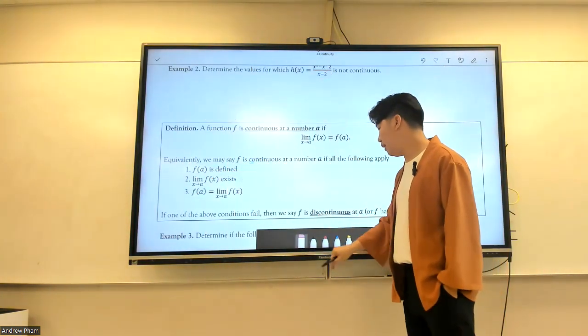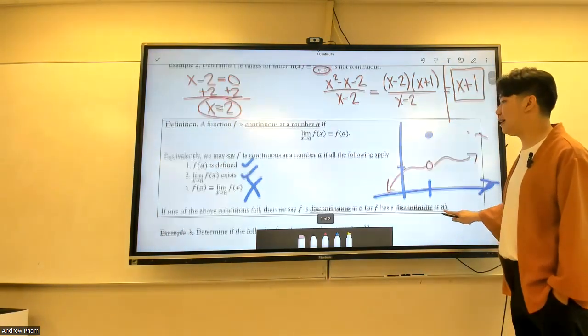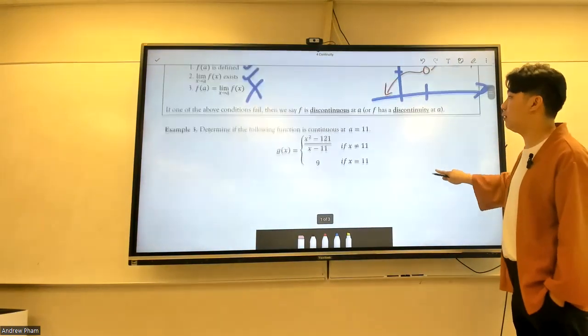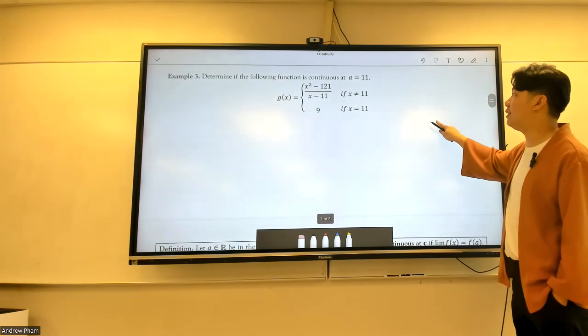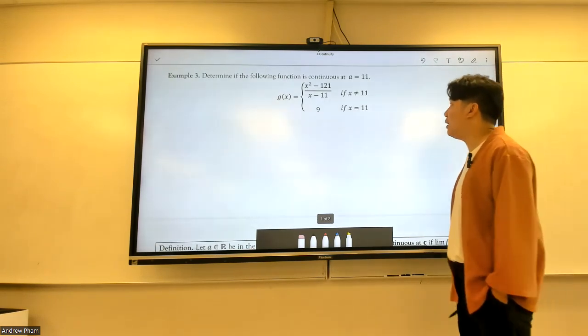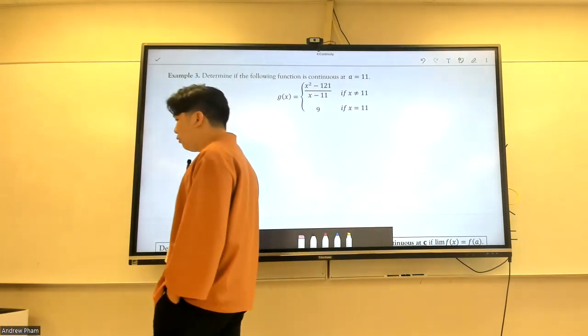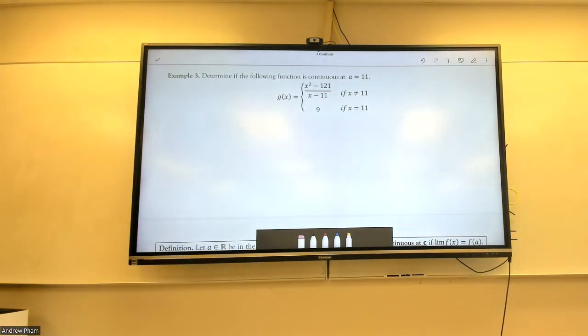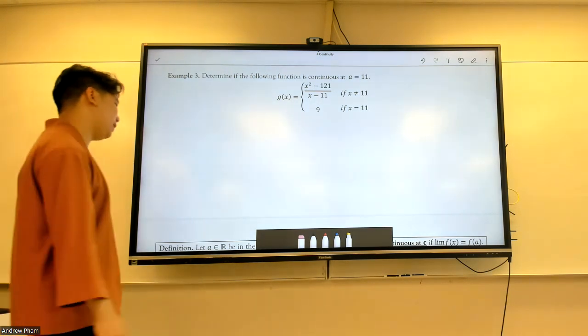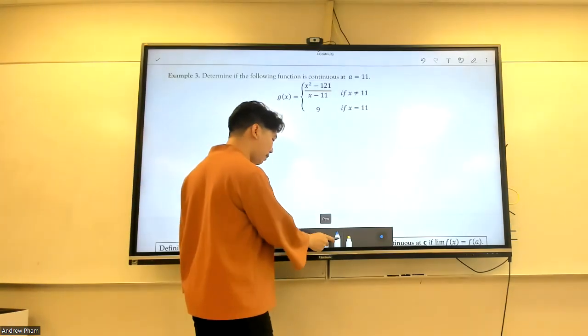All right, let's go ahead and go into example 3 now. Determine if the following function, g of x, is continuous when a is equal to 11. Again, I'll give y'all some time to copy this down so that y'all can listen as needed.